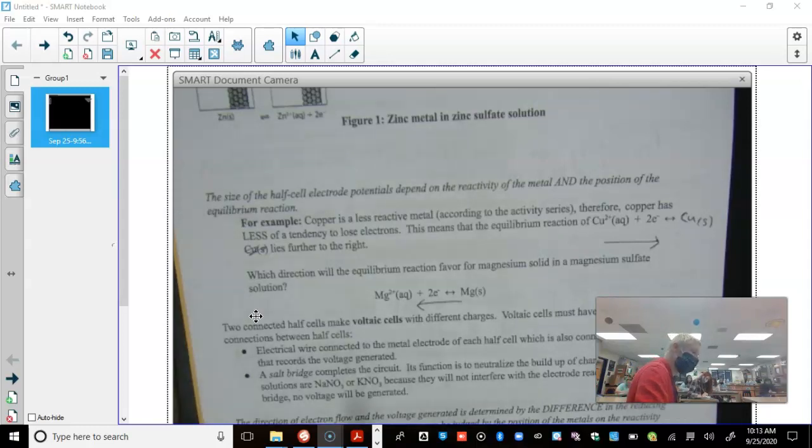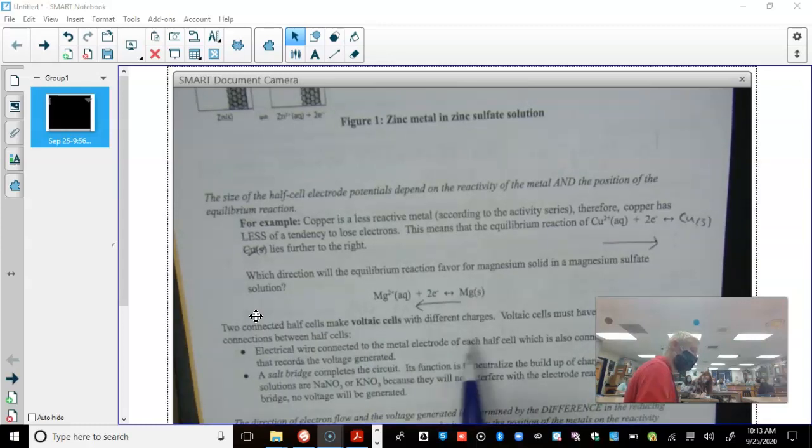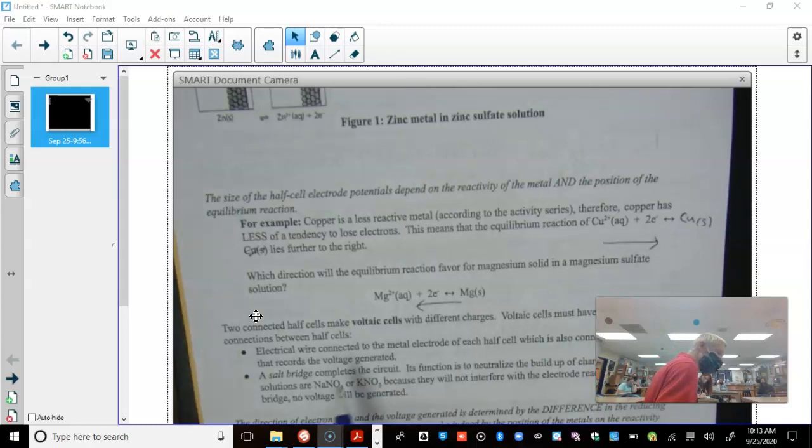All right. Two connected half cells make a voltaic cell. So once you take an oxidation reaction of magnesium, connect it to a reduction reaction of copper, and connect them with a salt bridge, you've got a voltaic cell. Voltaic cells must have the following connections between half reactions: an electrical wire connected and a salt bridge. So without a salt bridge, no voltage will be generated. It'll just build up and you won't have a complete circuit.